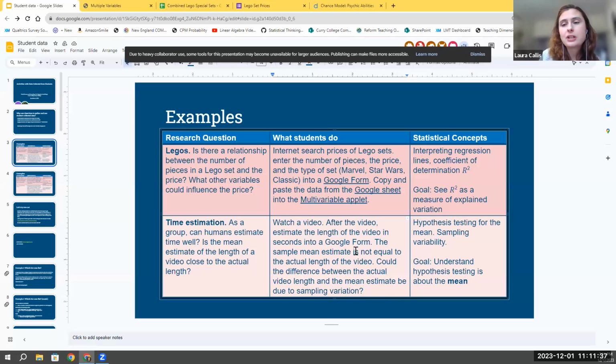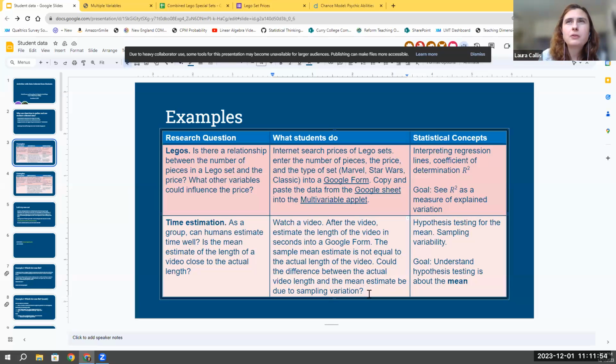And then we use the Google Sheet to create a graph. I make them find themselves on the graph so they can get a sense of what the data means. And then we think about, well, we know from other studies of people estimating things that individual people might be wrong.